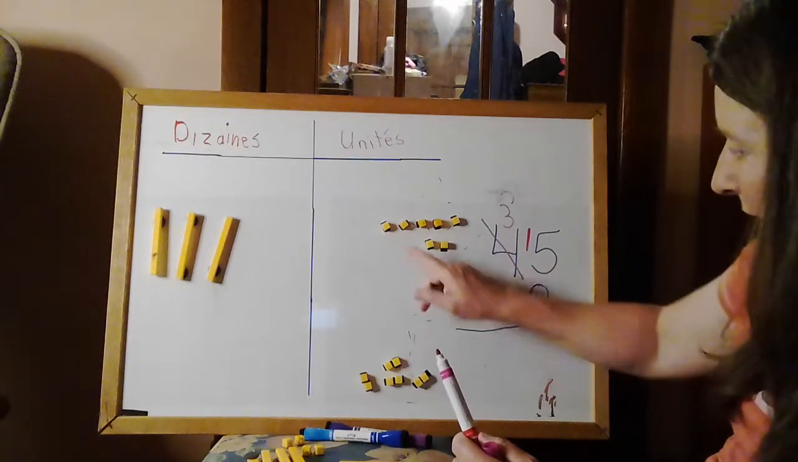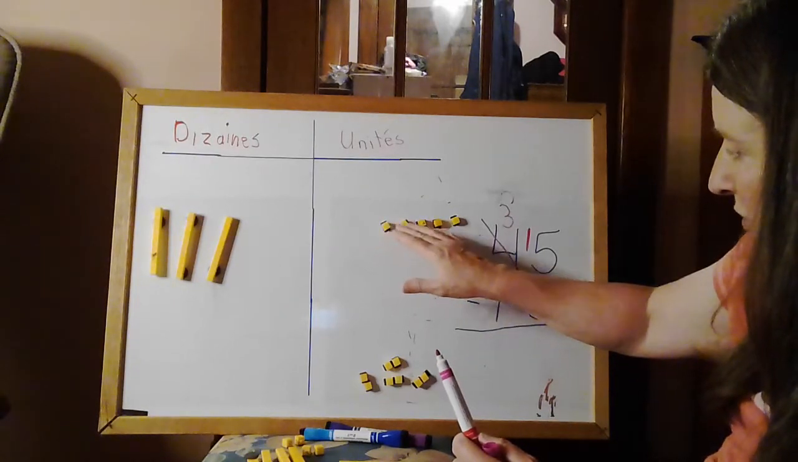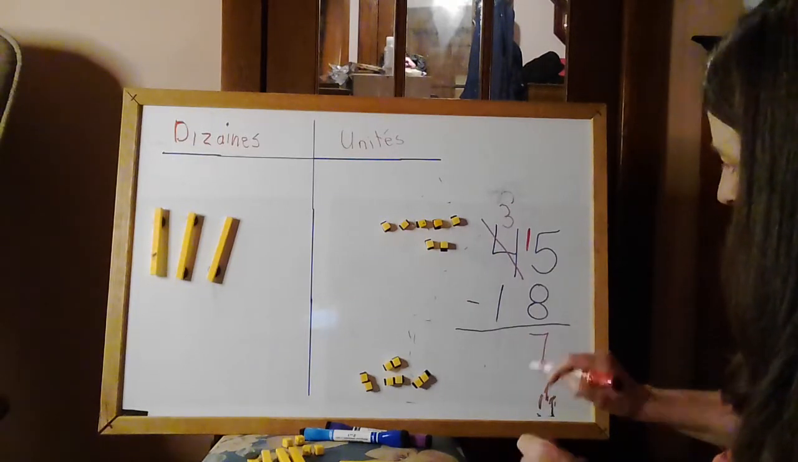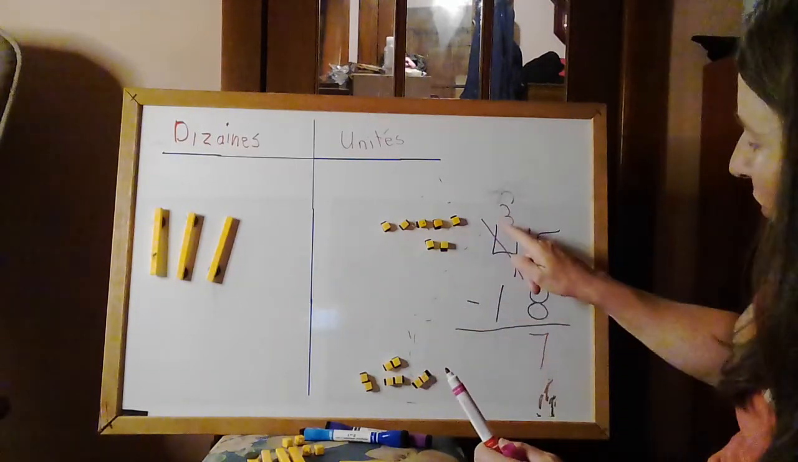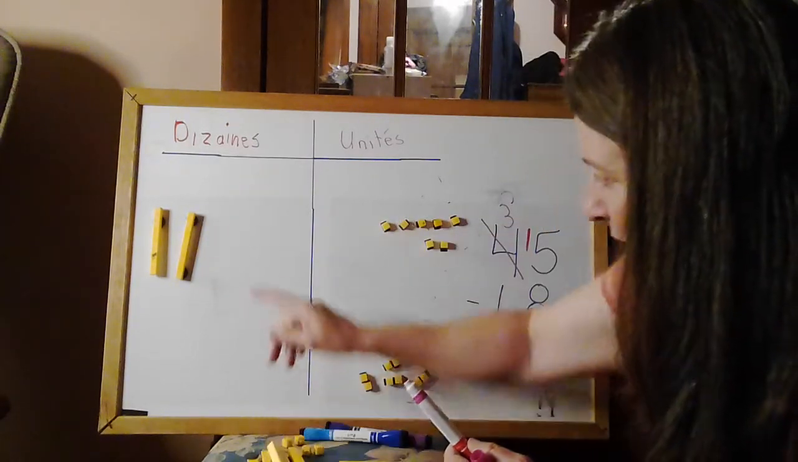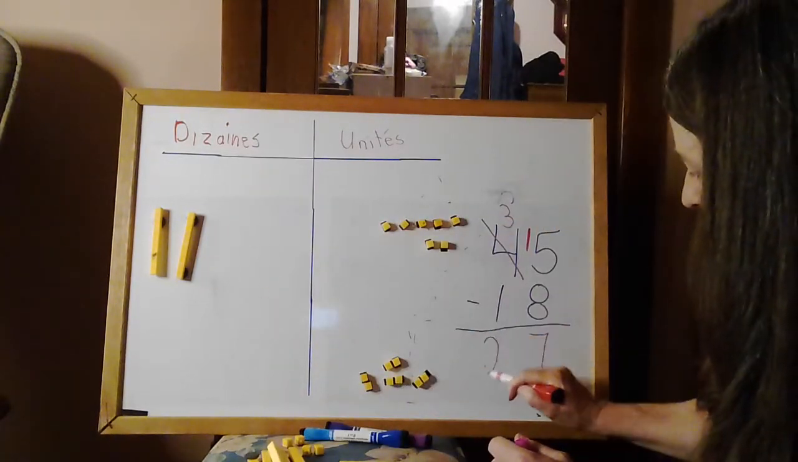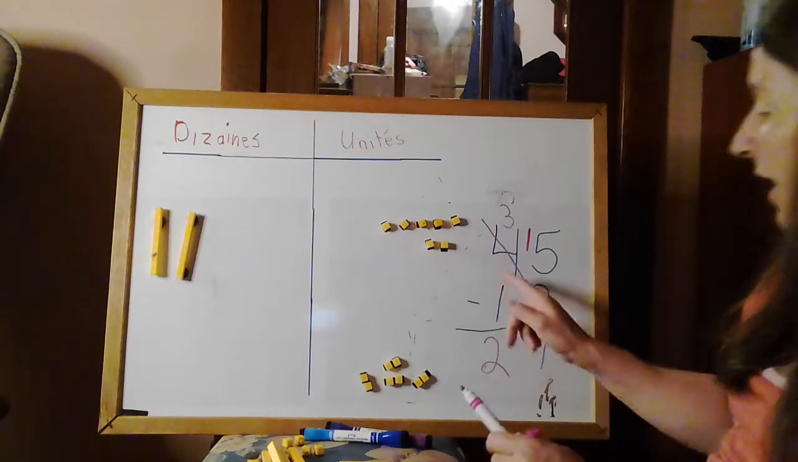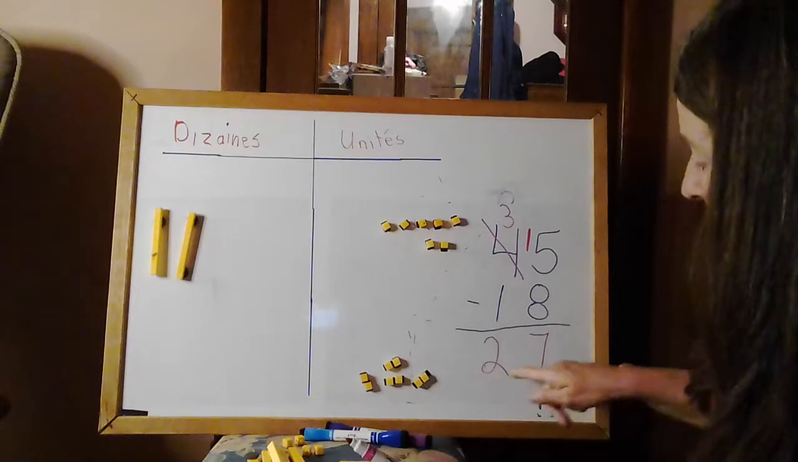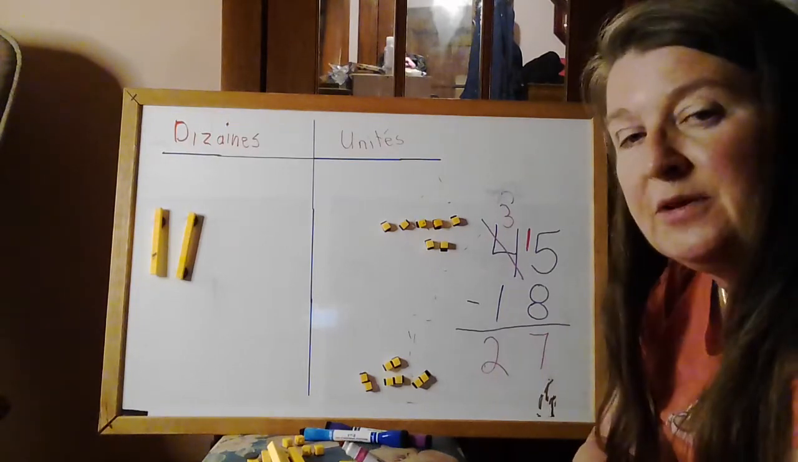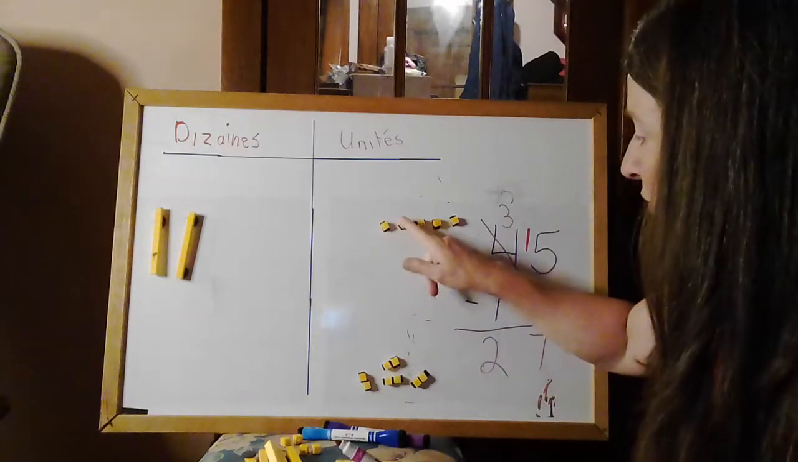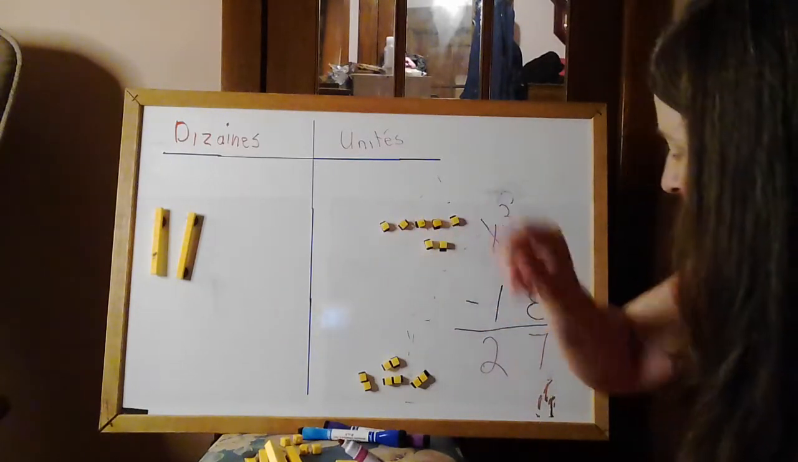15 take away 8. How many left? 1, 2, 3, 4, 5, 6, 7. 7 are left. And for my 10 side, 3 take away 1. Taking away the 1, how many are left? 2. So if I have 45 pieces of gum and I give away 18, I should have 27 pieces left for me. 10, 20, 21, 22, 23, 24, 25, 26, 27.